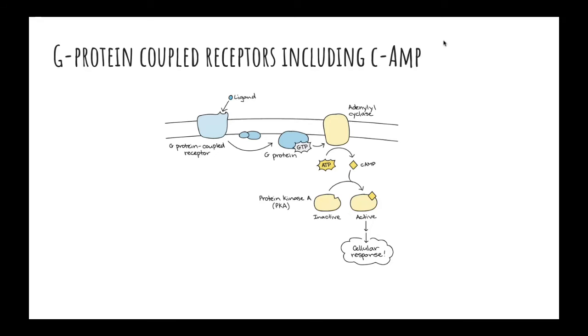cAMPs carry the message into the cell, and this is why it is a second messenger. cAMPs have no informational value at all, but they convey information, and they activate a single protein called protein kinase A.